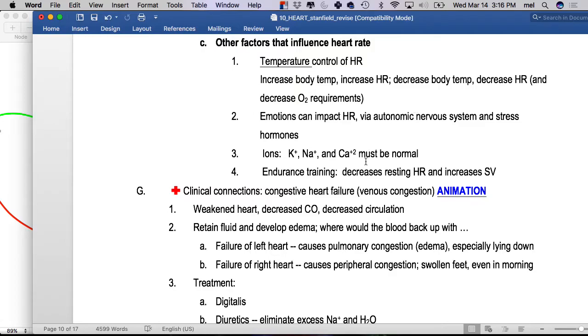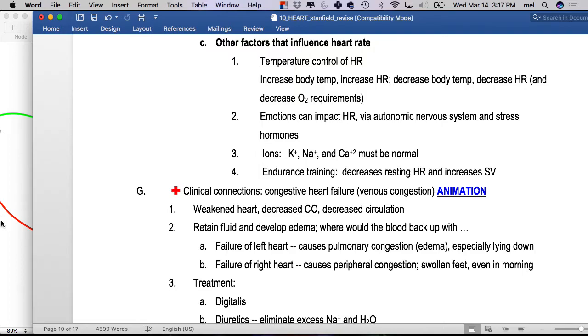Okay, and then of course, the other factors influencing heart rate are all of the ions that are involved in cardiac muscle contraction. If those are abnormal, your heart's going to be abnormal as well. Potassium, sodium, calcium specifically.